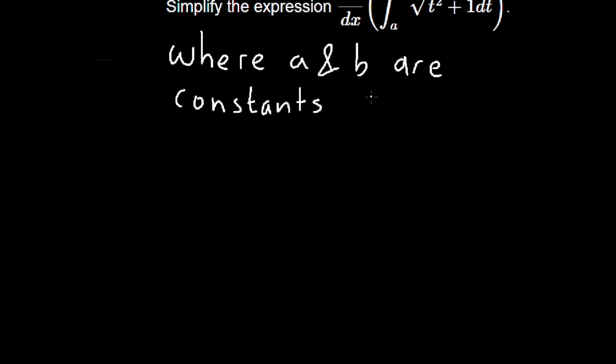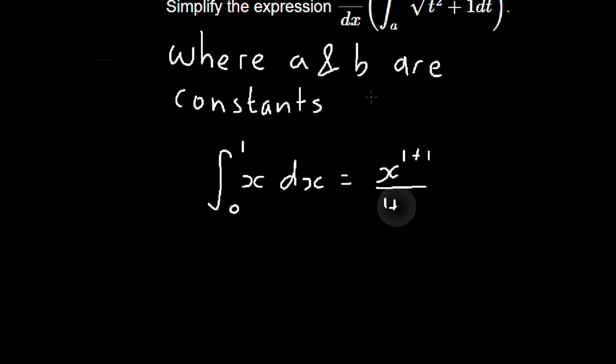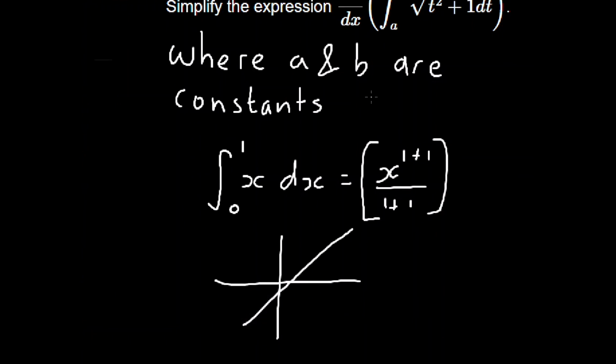So if I integrate x from 0 to 1, what is that equal to? Well, that'll be x^(1+1) all divided by 1+1. And now this is the definite integral, right? So originally I have a line like this. We'll draw it through the axis like this, and I'm finding the area from here to here, from 0 to 1, and that's what I'm doing here.